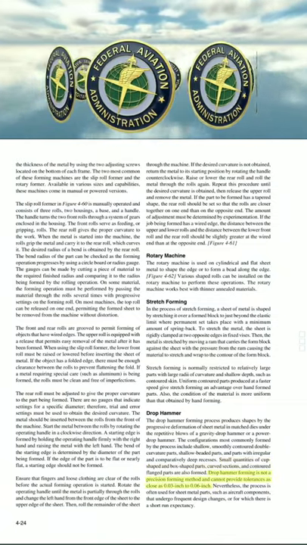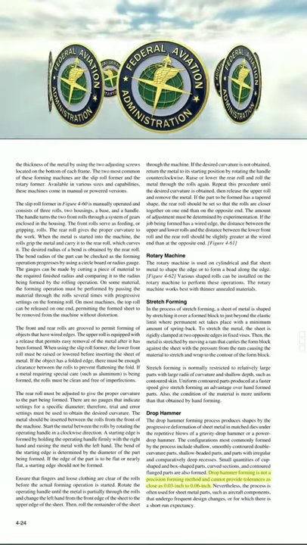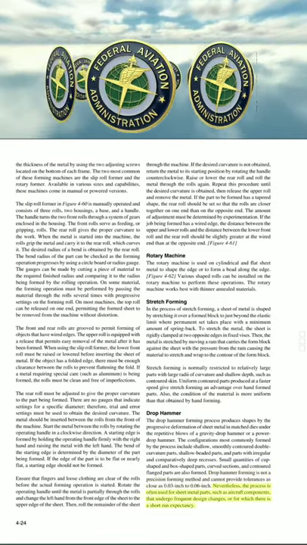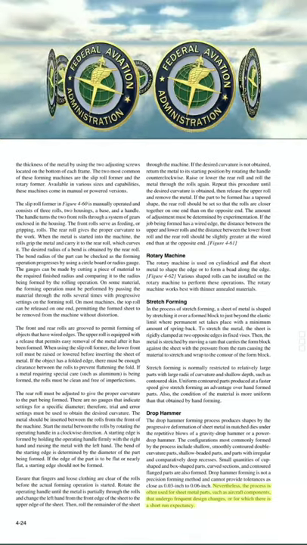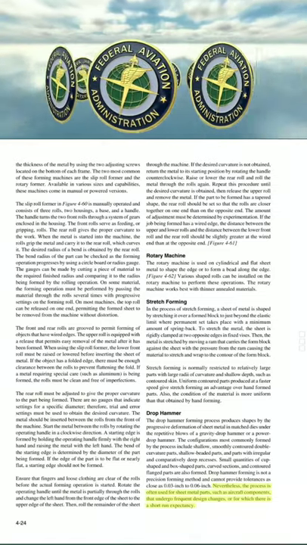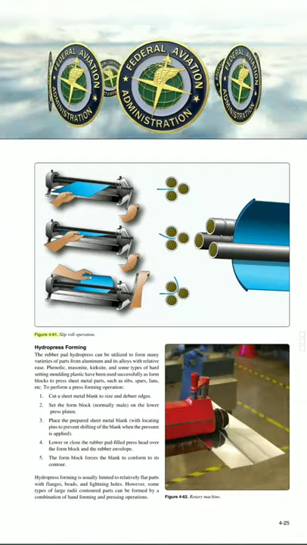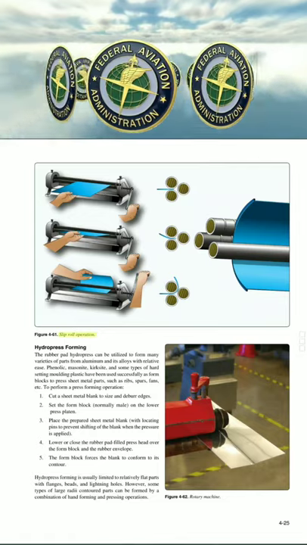Drop hammer forming is not a precision forming method and cannot provide tolerances as close as 0.03 inch to 0.06 inch. Nevertheless, the process is often used for sheet metal parts, such as aircraft components, that undergo frequent design changes or for which there is a short run expectancy. 4-24. Figure 4-61. Slip roll operation.